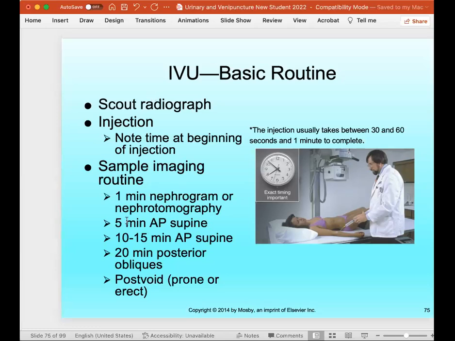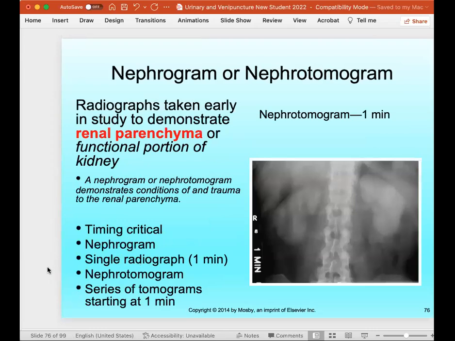Then we're going to do a 1 minute image, which is called a nephrogram or nephrotomogram. That's what that 1 minute image is called. Then we do a 5 minute, a 10 to 15 minute, and then a 20 minute, posterior obliques, and a post void. Now the routine or protocol can vary at different facilities, but that's more or less how it's usually going to be.